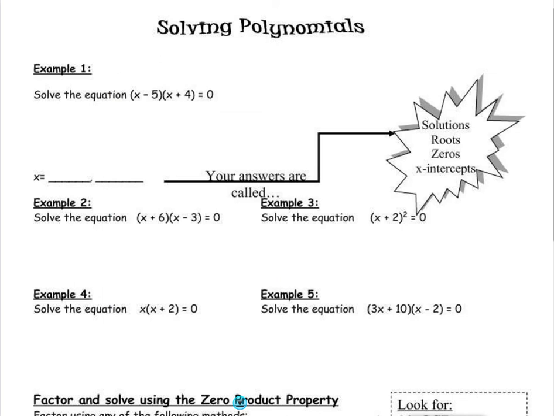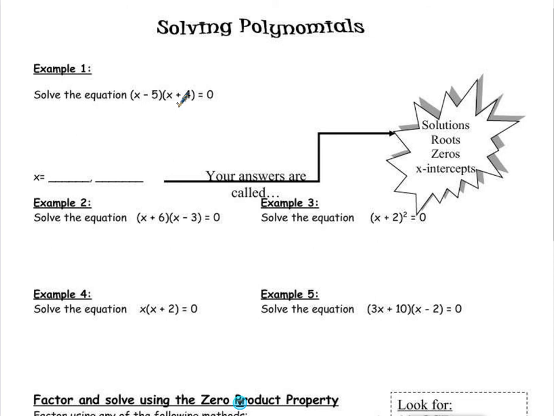So this is our last little application of factoring polynomials. We're going to talk about how we solve, or solving, polynomials in this short video. So the first few examples, we're going to look at how to solve an equation that looks like our example here in example 1, the quantity x minus 5 times the quantity x plus 4 set equal to 0.